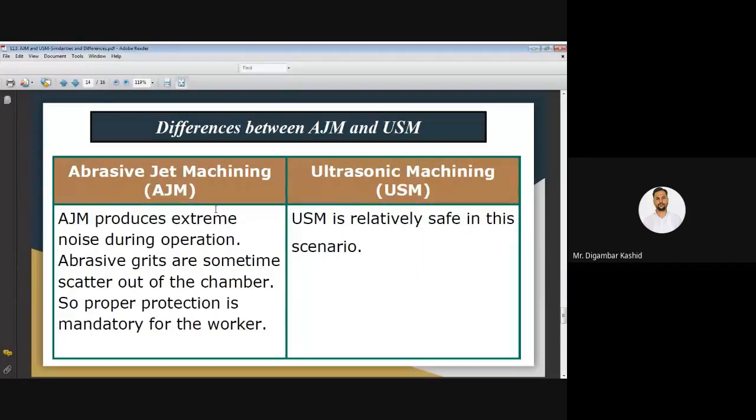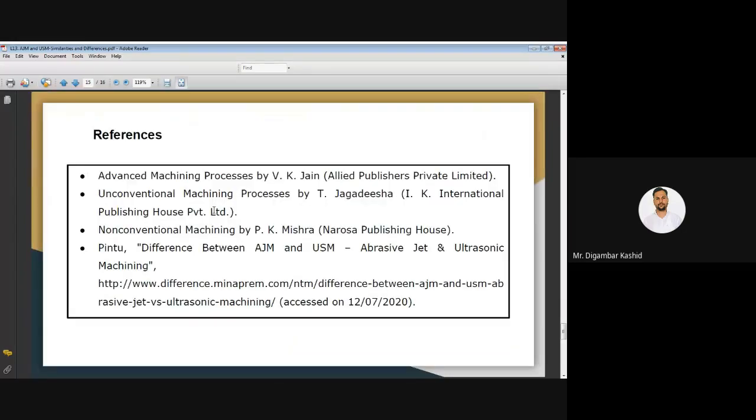Now, in case of abrasive jet machining, it produces extreme noise during the operation. Abrasive beads are sometimes scattered out of the chamber, so proper protection is required for the worker. But ultrasonic machining is relatively safe in this scenario.